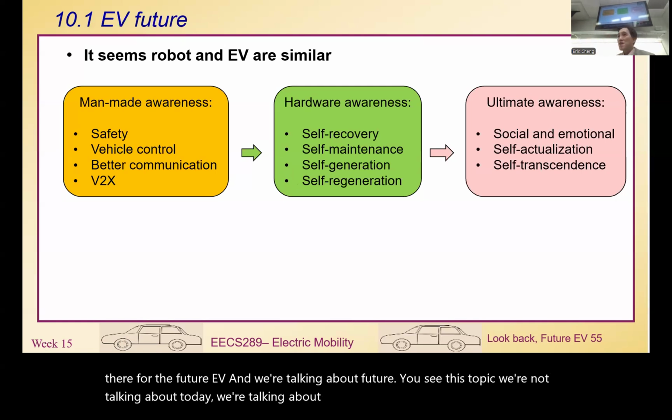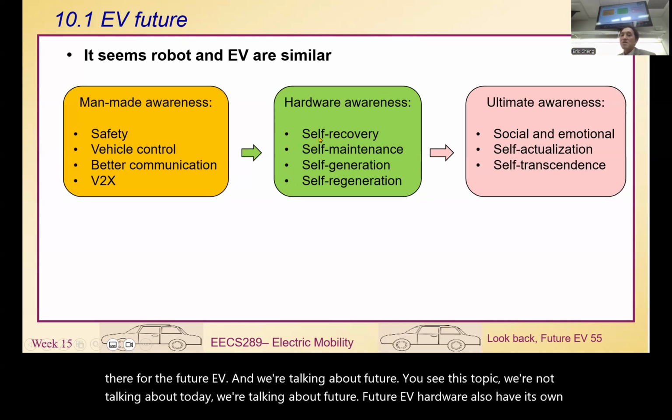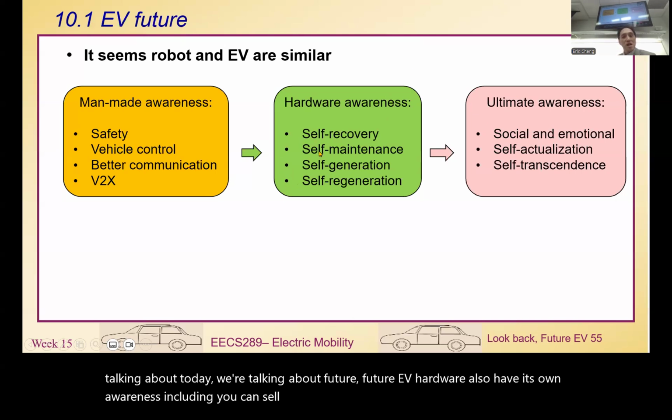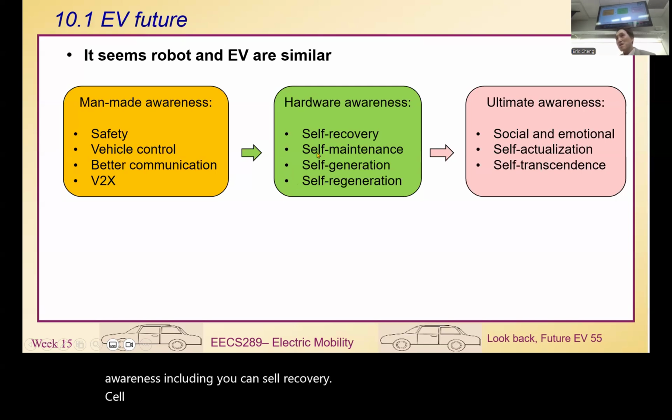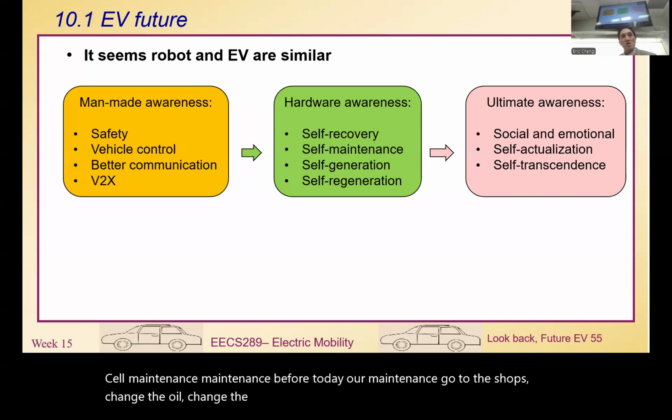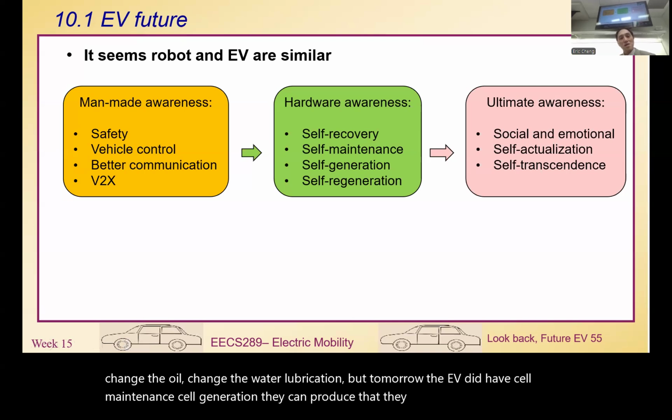Future EV, the hardware also has its own awareness, including self-recovery, self-maintenance. Before today, for maintenance we go to shops, change the oil, change the water, lubrication. But tomorrow, the EV needs to have self-maintenance, self-generation. They can copy their vehicle, and self-regeneration. They can repair themselves.